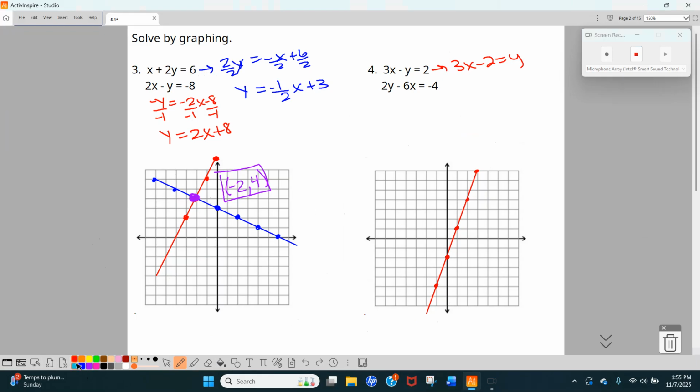All right, and then for the other one, we're going to add 6x, divide everything by 2. And you should notice that it's the exact same thing as the other one. If I go to graph it, we're going to end up with the exact same line.